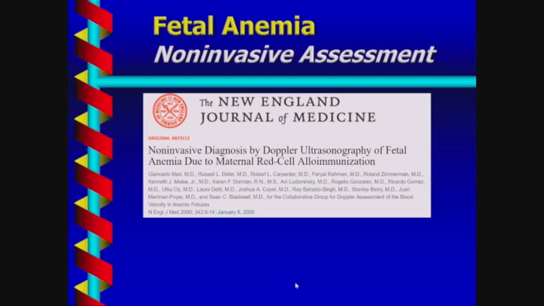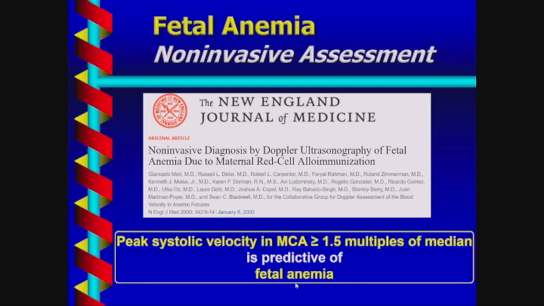Fetal anemia, yet another area in which measurements can be important, and there the measurement that is most relevant is the peak systolic velocity in the middle cerebral artery. When it's more than 1.5 multiples of the median, it's predictive of fetal anemia, and that can be confirmed if necessary by doing a fetal blood sampling from the umbilical vein.